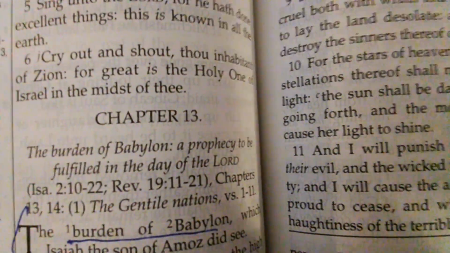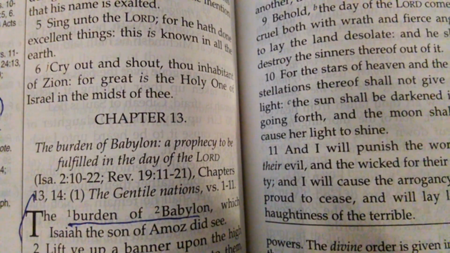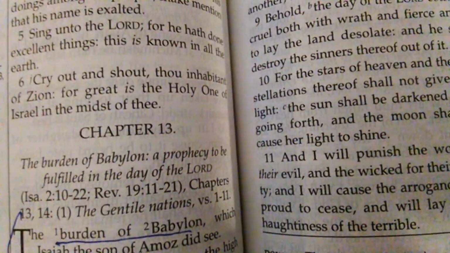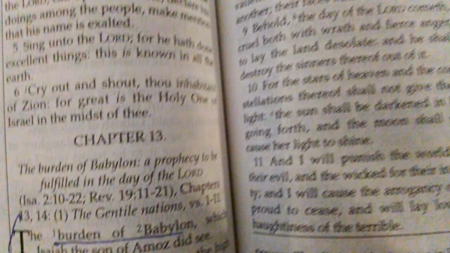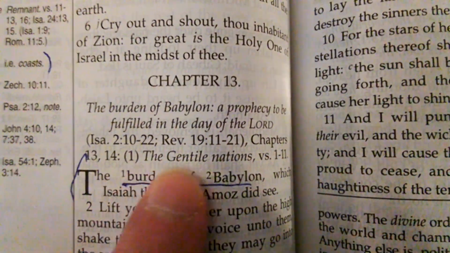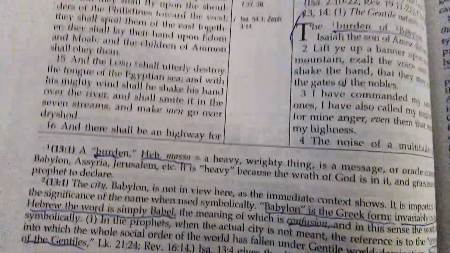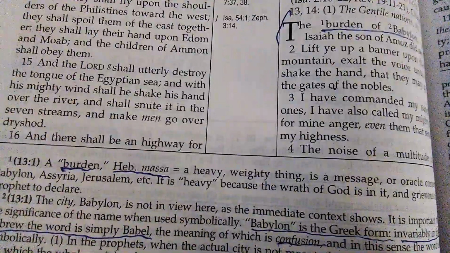And here you get to chapter 13, a burden of Babylon, a prophecy to be fulfilled in the day of the Lord. Now notice already under this, there are cross-references already, which you will have here, plus those that you will get in other places. But the burden of Babylon, now there's a 1. Why is there a 1? The burden, Hebrew, there you go.